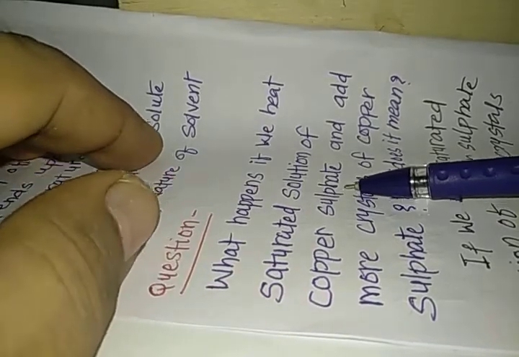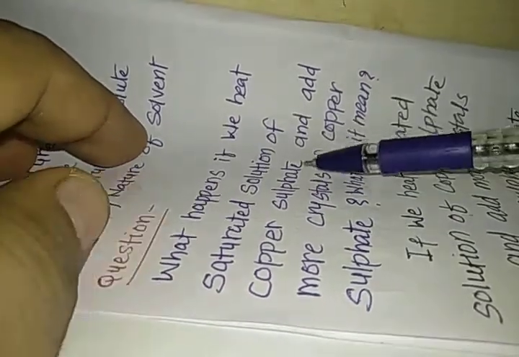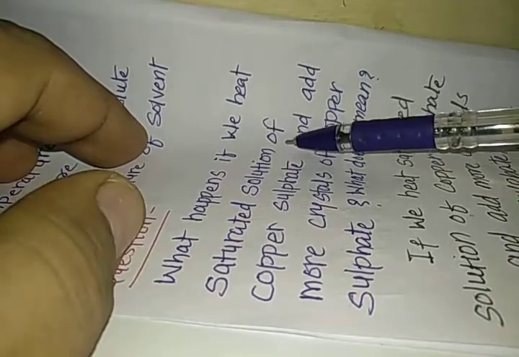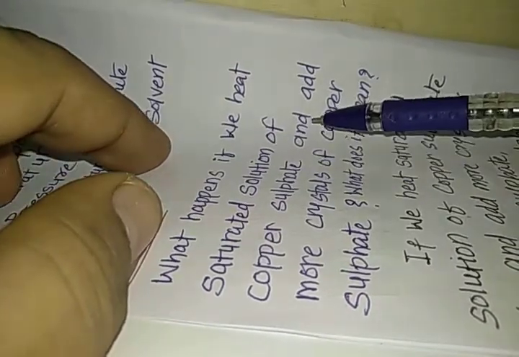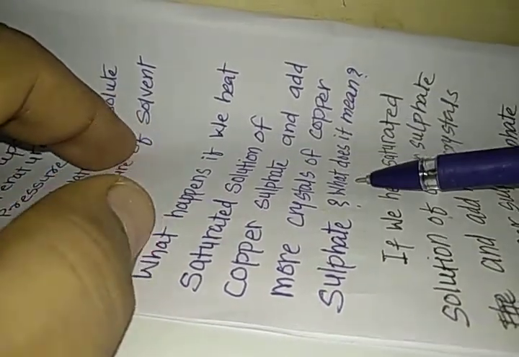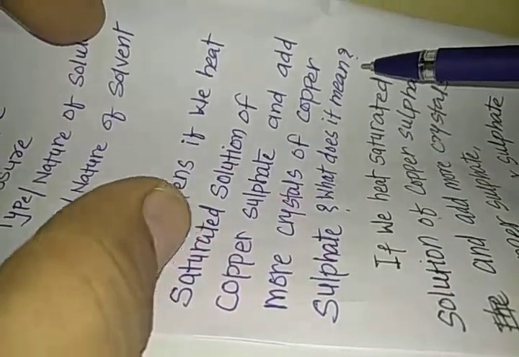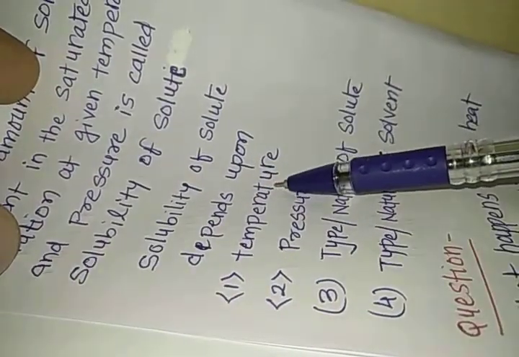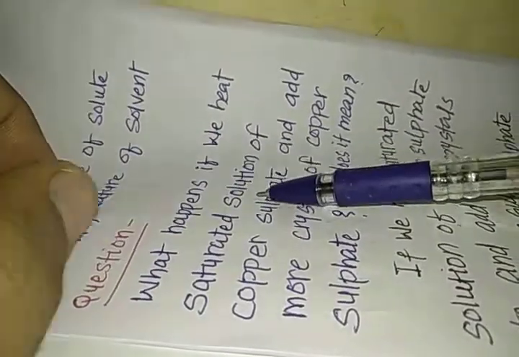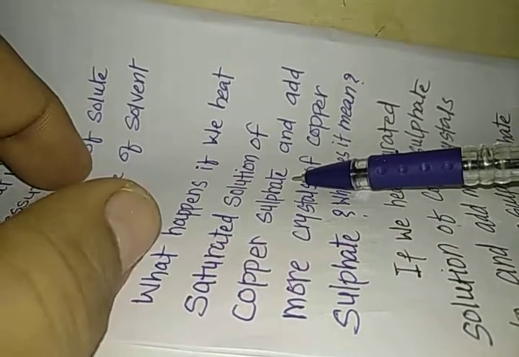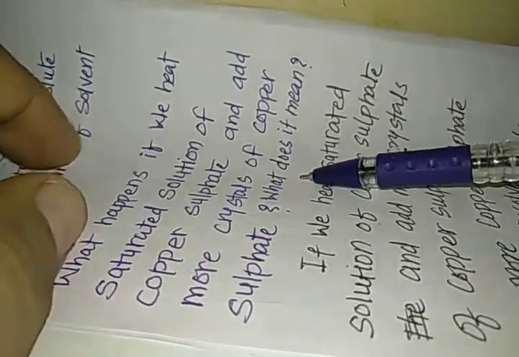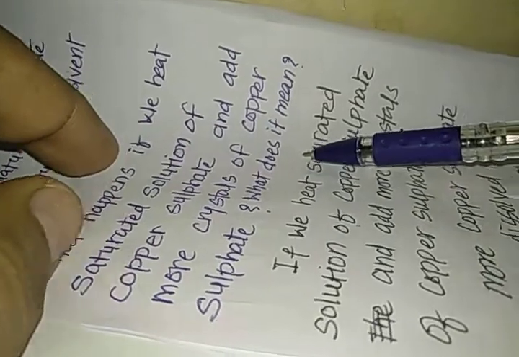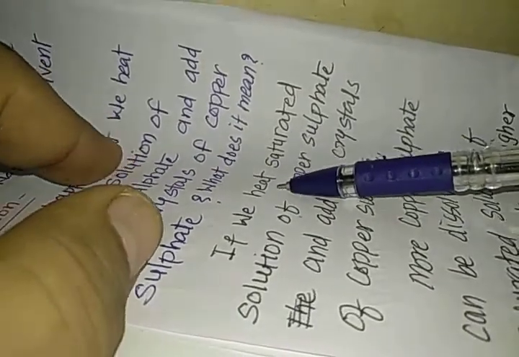And so what happens if we heat saturated solution of copper sulfate and add more crystals of copper sulfate? What does it mean? We have seen that the solubility of a solute depends upon temperature. Now we heat the saturated solution of copper sulfate and see what happens and what is the meaning of it. So let us look at the answer.